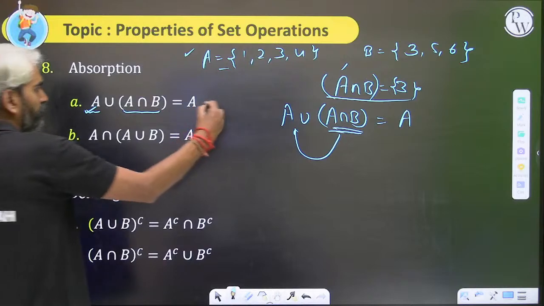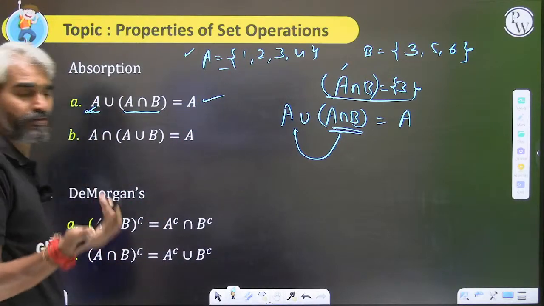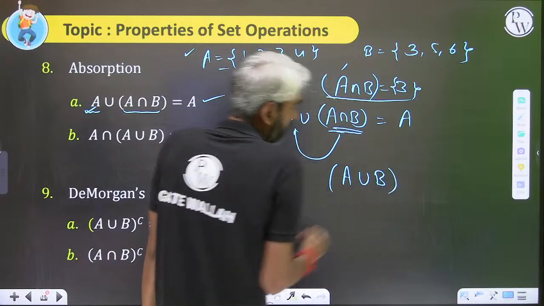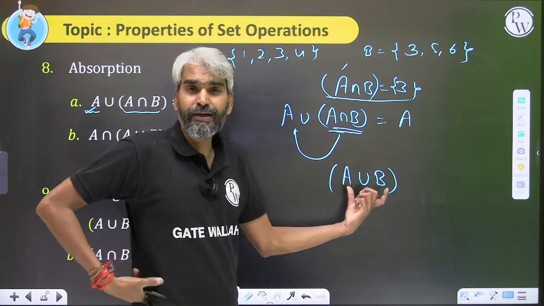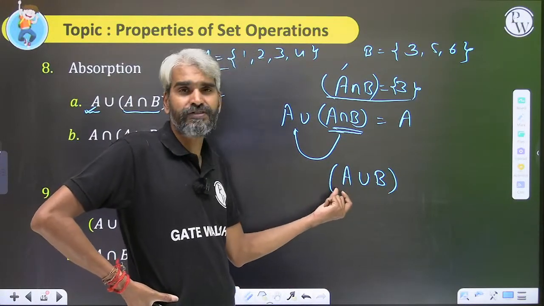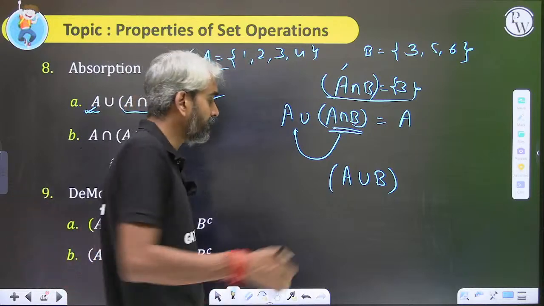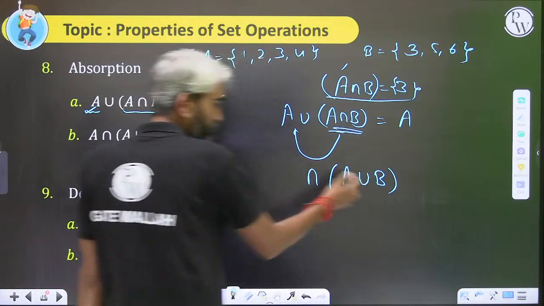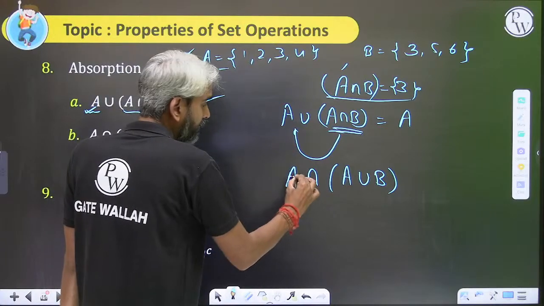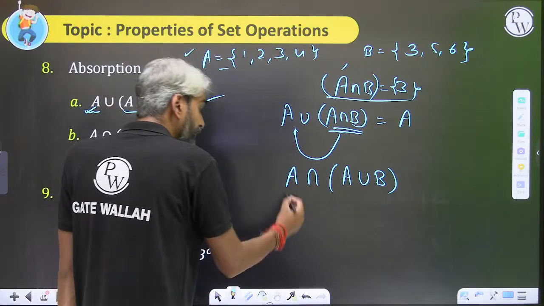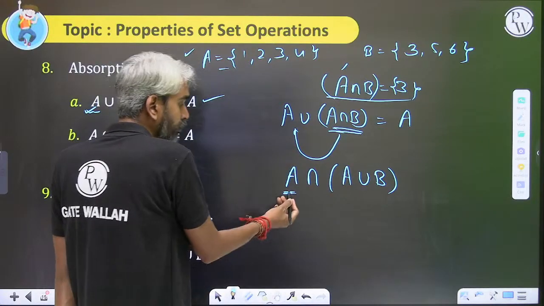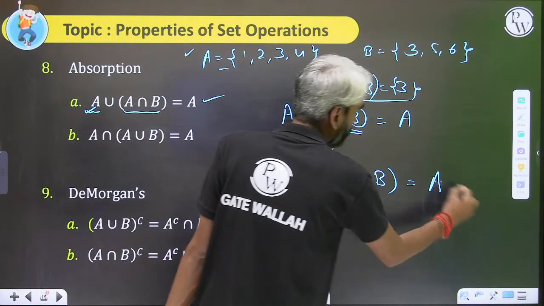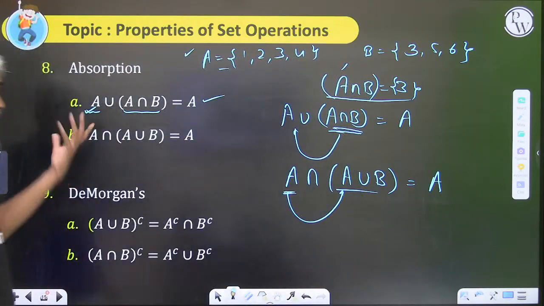So this is one. Apart from that, the same thing can be defined with respect to union. If you take A union B, then in A union B, all the elements of set A as well as all the elements of set B will be present. If you perform the intersection with set A, then ultimately you will get all the elements of set A, because all the elements of set A are present in A union B. So the effective result will be A.